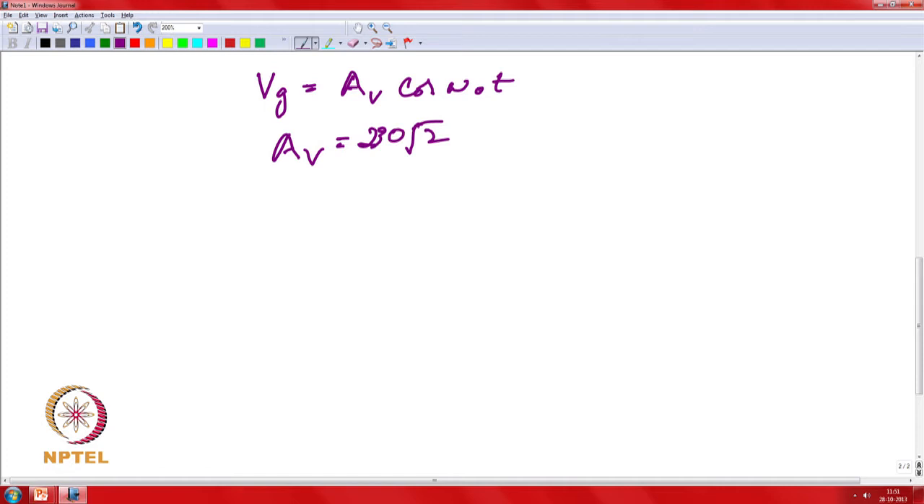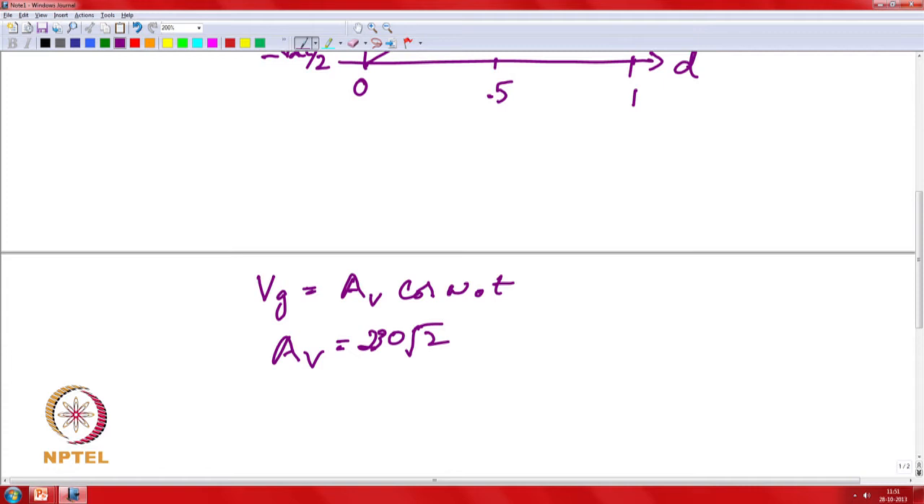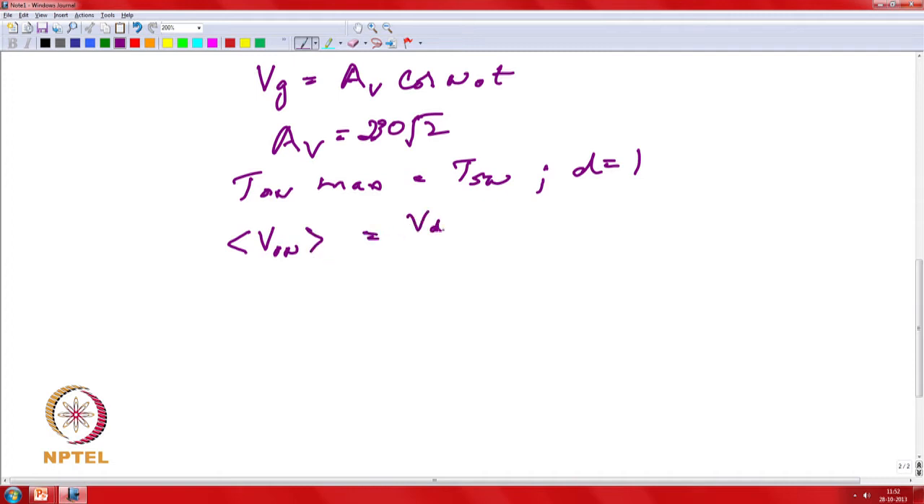And for the positive half cycle, your T on max can be as much as TSW, so you can apply as much voltage as VDC by 2. In the negative half cycle, T off can be as large as TSW, so you can apply as much as minus VDC by 2. So you can get a relationship between the output voltage that you are applying and your DC bus. Your T on max is TSW when the duty cycle is equal to 1, and so your average VON that is being applied can have a maximum value of VDC by 2.